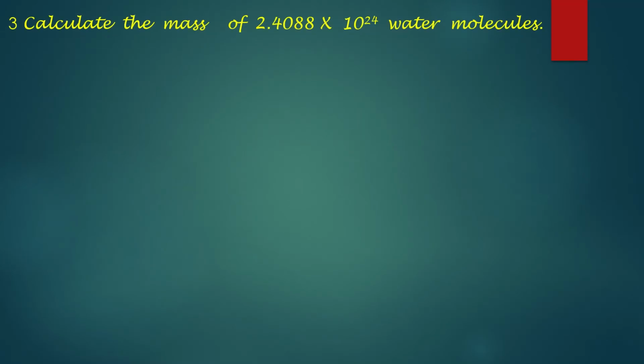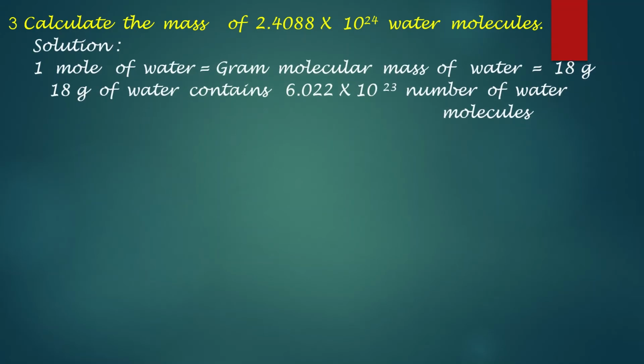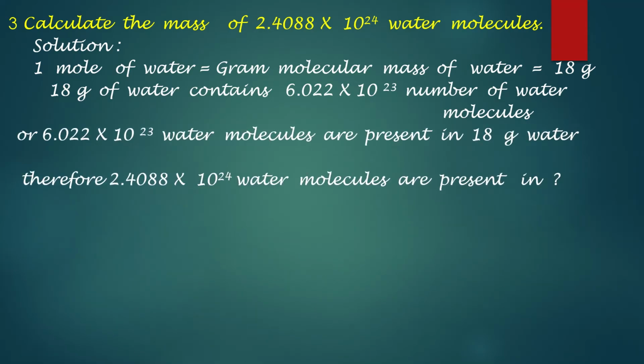Calculate the mass of 2.4088 × 10^24 water molecules. Here we have to consider 1 mole of water, which is equal to the gram molecular mass of water, that is 18 gram. So 18 gram is the gram molecular mass of water, containing 6.022 × 10^23 water molecules, or 6.022 × 10^23 water molecules are present in 18 gram of water. Therefore, 2.4088 × 10^24 water molecules are present in how much gram of water?